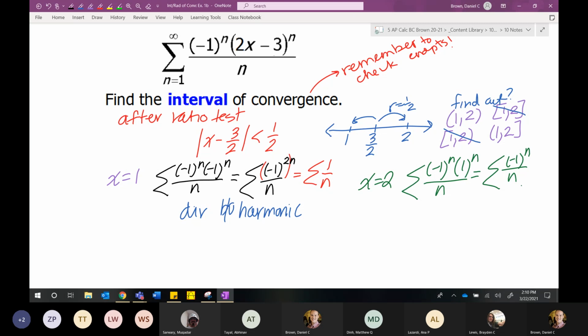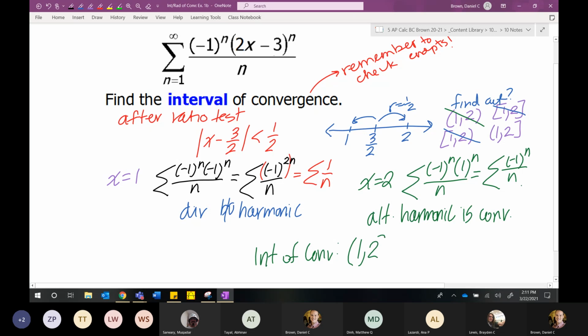The alternating harmonic, which is what? It's convergent. Memorize that right now. Alternating harmonic is convergent. So when we talk about the interval of convergence, we know that 2 is included. So the interval of convergence is 1 to 2, or you could also write that with inequalities. 2 is included, the 1 is not included.